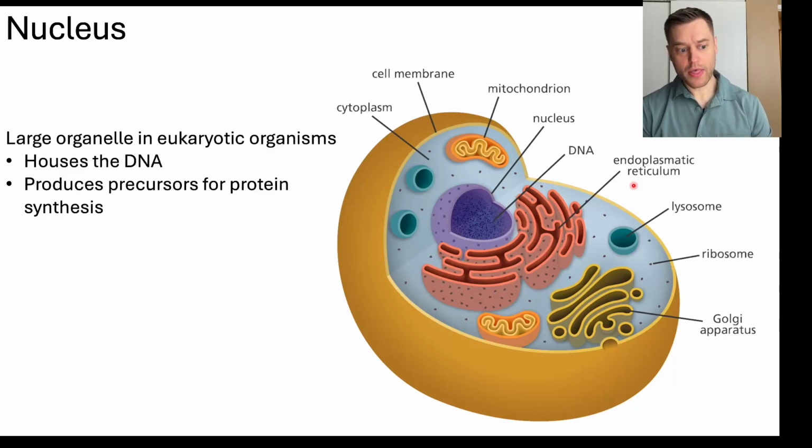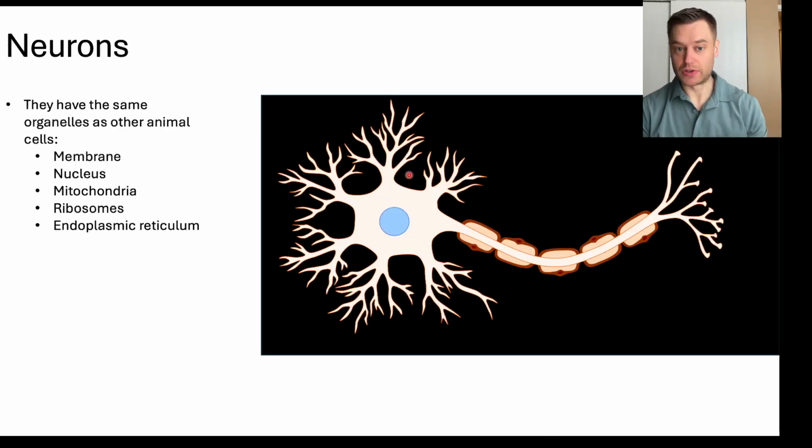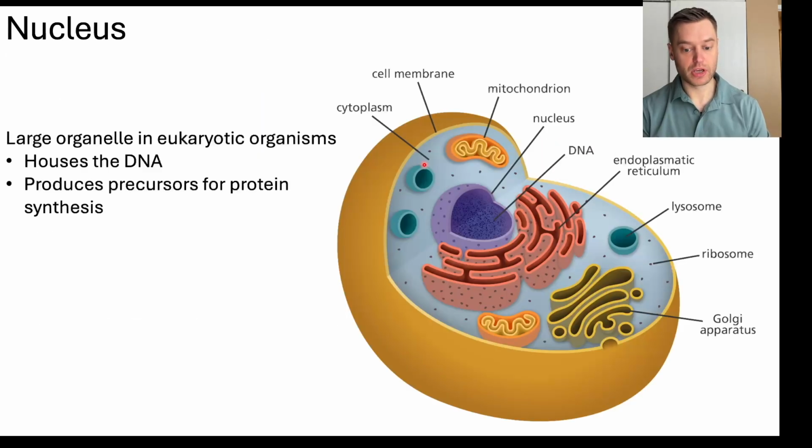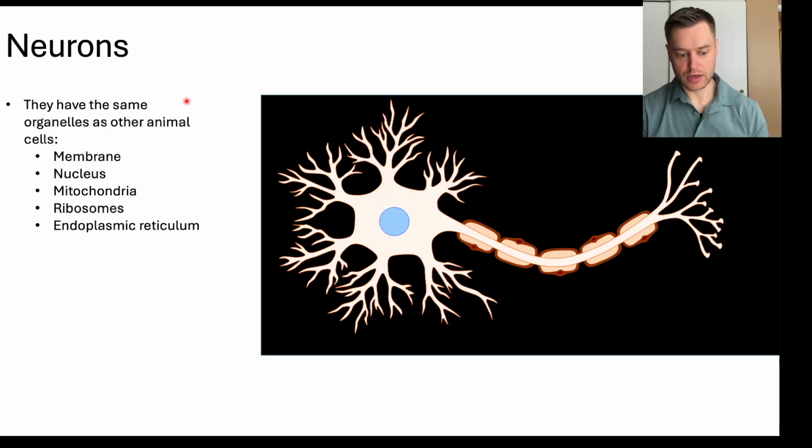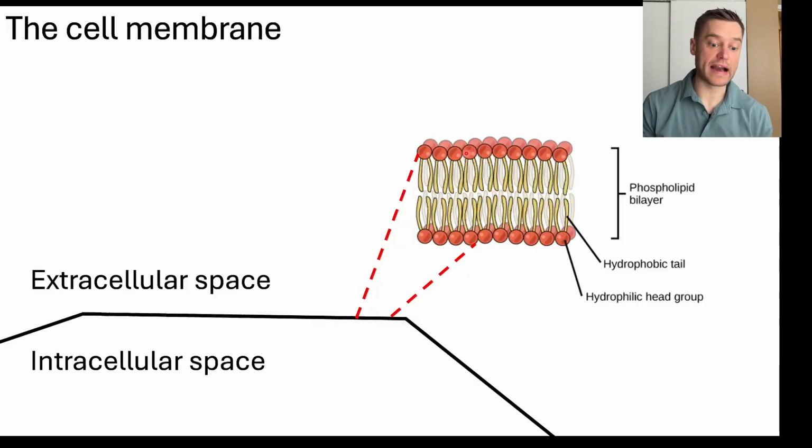Okay, so neurons have a lot of unique characteristics. As you can see, this neuron is a very peculiar looking cell compared to other animal cells and eukaryotic organisms. We need to know here, though, that although neurons have a lot of unique characteristics, they also have the same organelles of other animal cells.